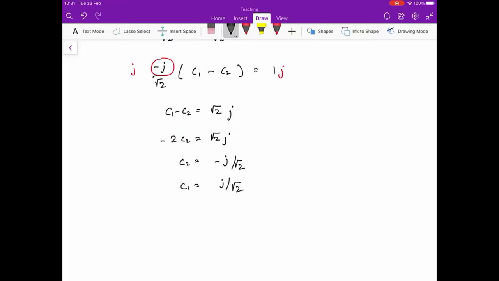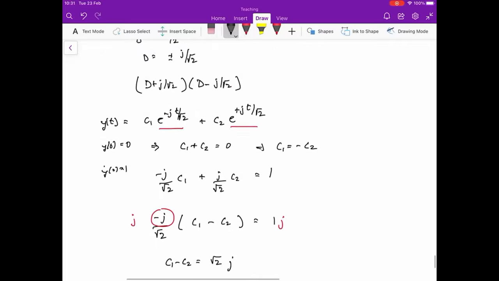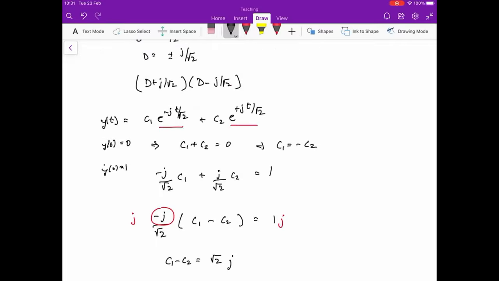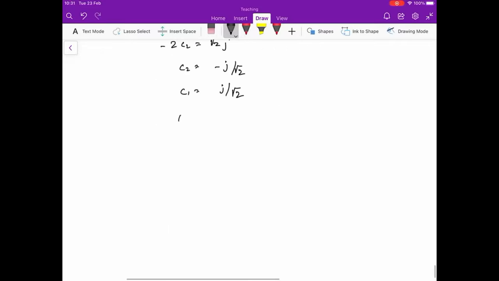And the frequency of this, going back to this, is going to be 1 over root 2. The frequency is 1 over root 2 radians per second. Let's just keep it as radians per second. Okay.